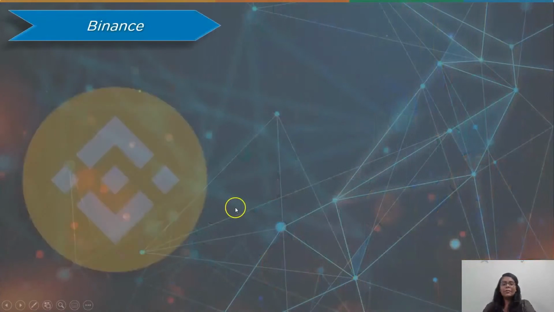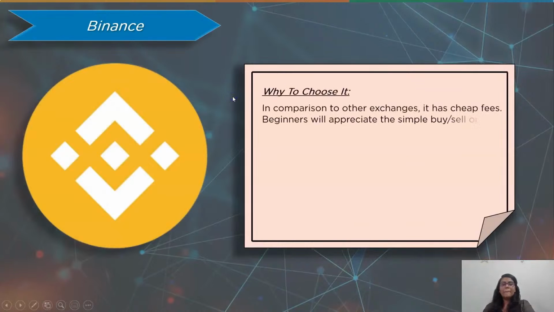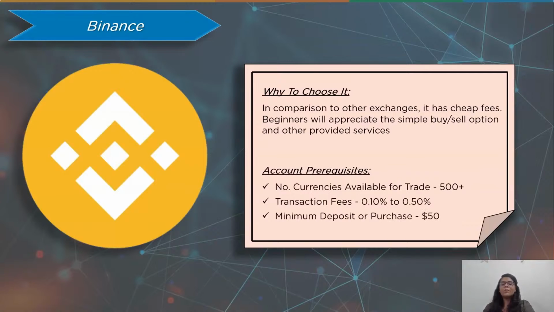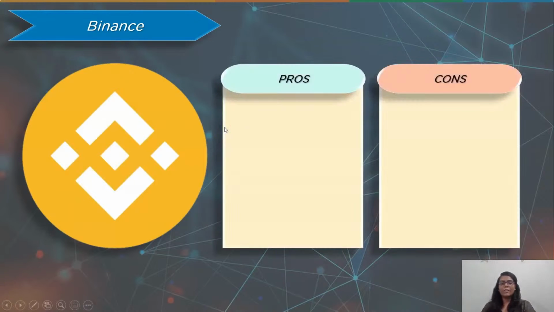Now moving on to the next platform in the list, we have Binance. The most appealing feature of Binance is its low cost when compared to other exchanges. Beginners will appreciate the simple buy-sell option while professional traders will appreciate the in-depth basic and advanced trading platforms. Now let's have a look at the account prerequisites for Binance. It supports more than 500 cryptos for trading with a transaction fee ranging between 0.10% to 0.50%. Also, it has a minimum deposit or purchase price of $50. Now, let's have a look at its pros and cons.